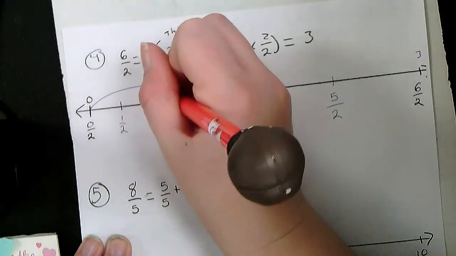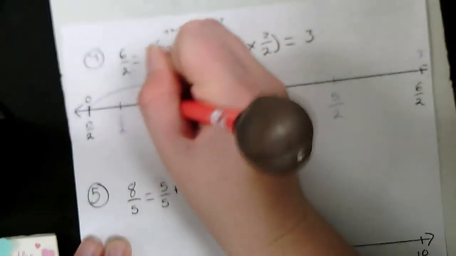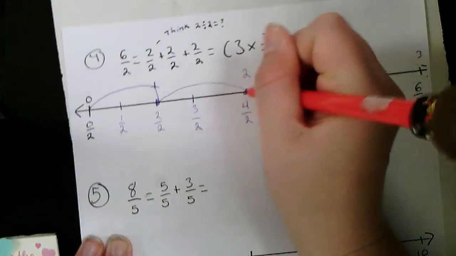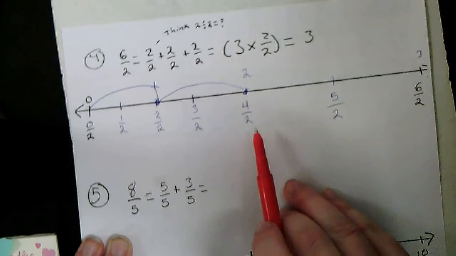So I can move ahead 2 halves. So I start with 2 halves. I jump ahead 2 more halves to 4 halves.